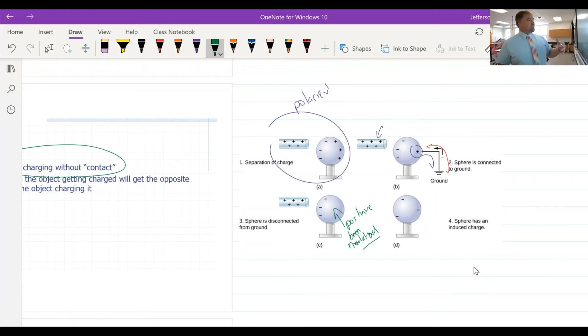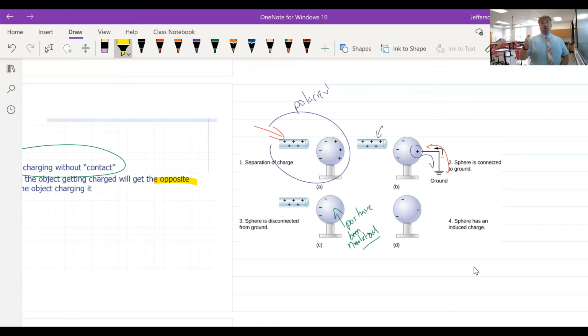Positives have been neutralized. And so now when we remove our positively charged rod, we are left with a negative charge. Notice the positively charged rod right here never touched the object that we were charging. And in the process, we used a positively charged rod to make our sphere negatively charged. So with induction, they get the opposite charge. Okay? With conduction, they share the charge, they're the same. Induction, they get the opposite charge. Now, this is confusing, so tomorrow we will do a step-by-step diagram on how this is, and I will actually show you in real time how to do this.